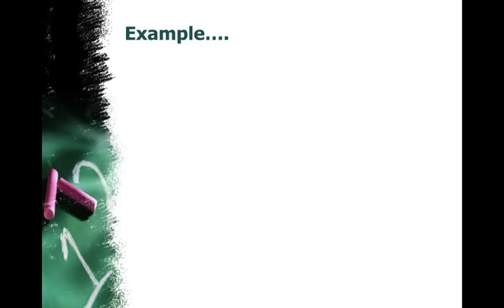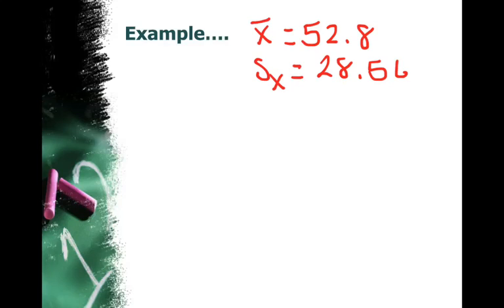And so let's find the z-score here. Let's write down what we found. We found that x bar was equal to 52.8. Sx was equal to 28.56. And let's just write down x was equal to 72. And so let's find the z-score for when x is equal to 72.